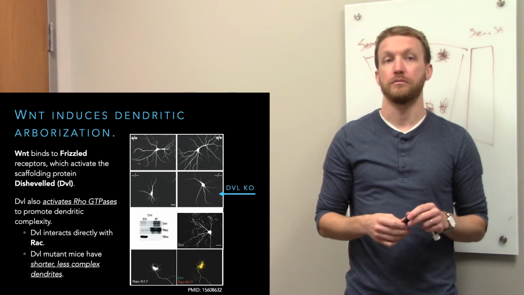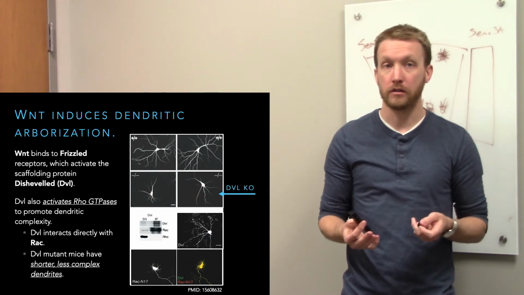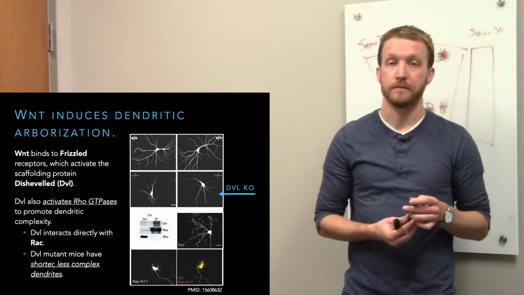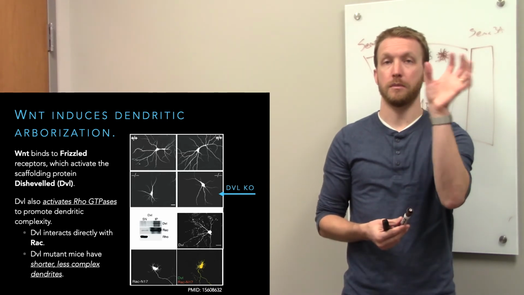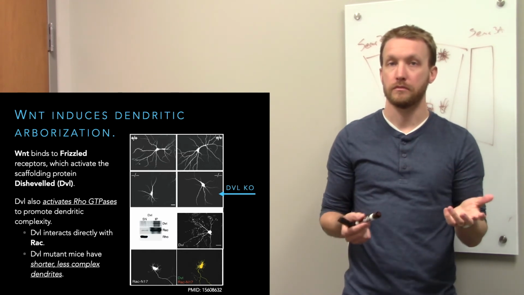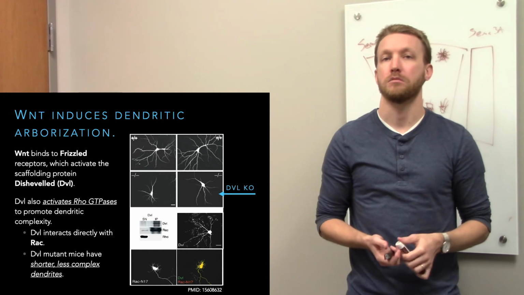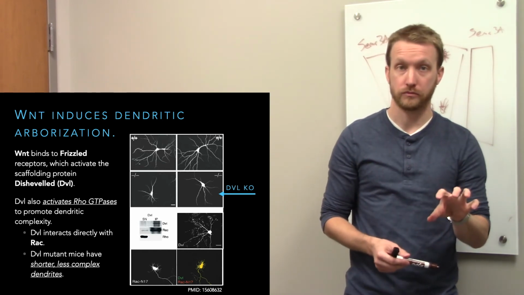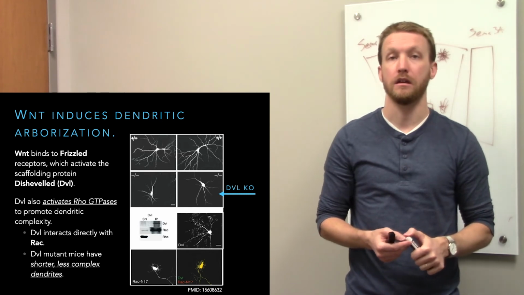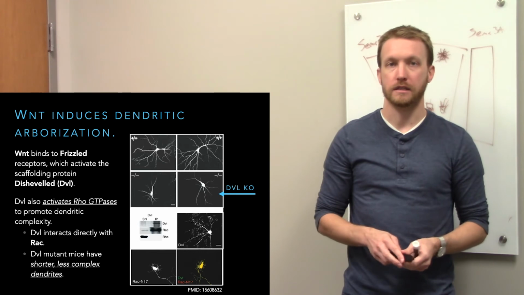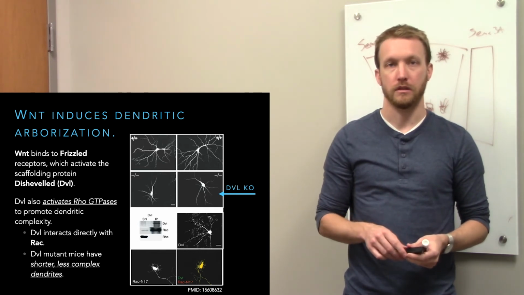If we were to mutate disheveled or knock it out, we'd see shorter, less complex dendrites. So have a look at the top row. That's a couple of wild type neurons. In the bottom, when you knock out disheveled, less complex dendrites. Or if you mutate Rac, very bottom row, so that Rac N17. We're not really seeing any dendrites. We still see an axon, but the dendrites are very, very, very short.